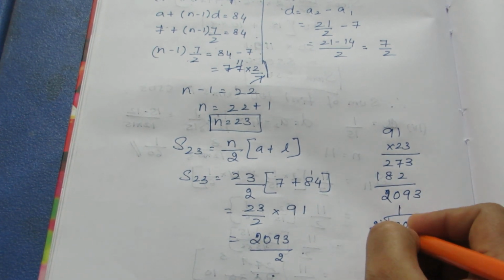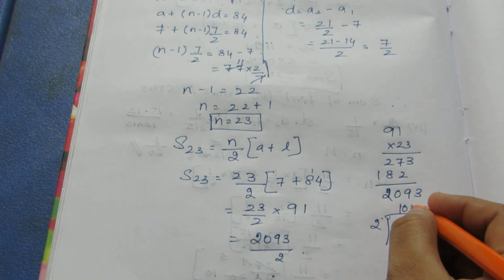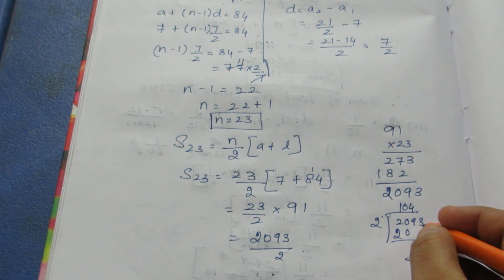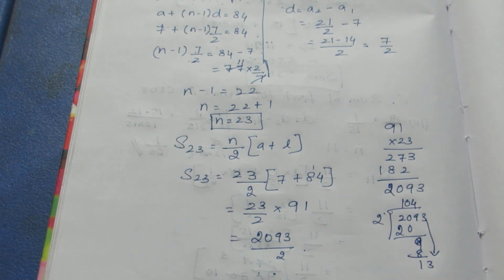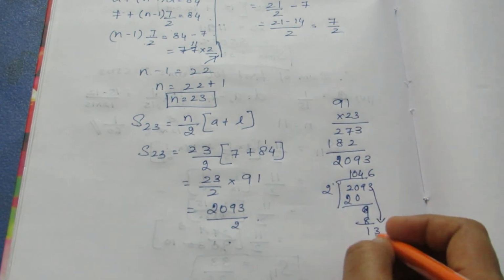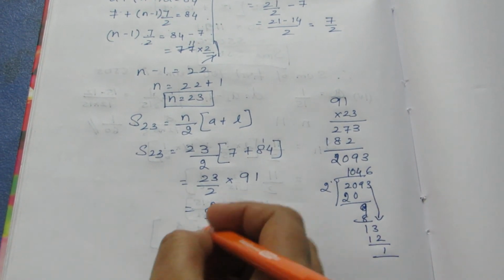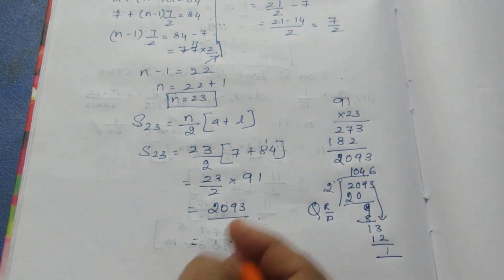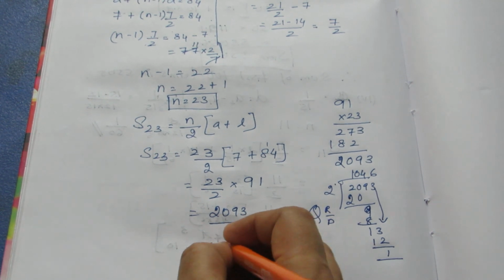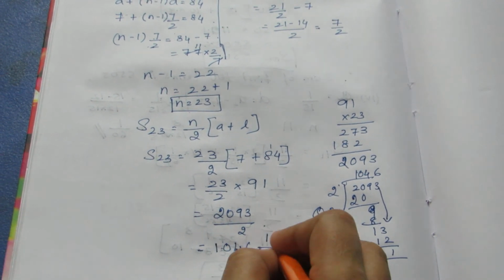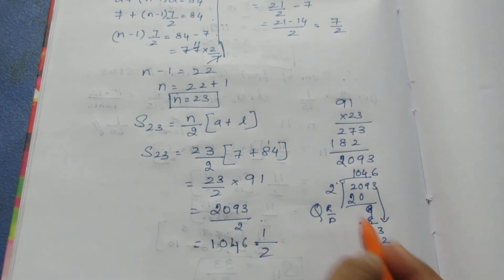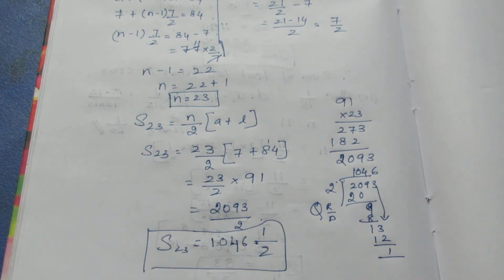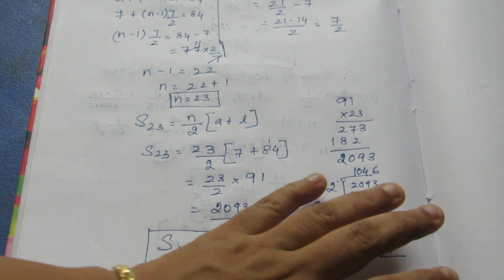2 1s are 2. So 0. 4s are 8. 9, 8. Remainder 1, bringing the 3 down, 2 6s are 12. Now my remainder becomes 1. So quotient remainder by divisor is the way we need to write it in mixed fraction. Quotient here is 1046, remainder by the divisor, that is 1 by 2, is the S23 answer. This is the answer for the first sum. That's all with the first sum. We'll move on to the second one.